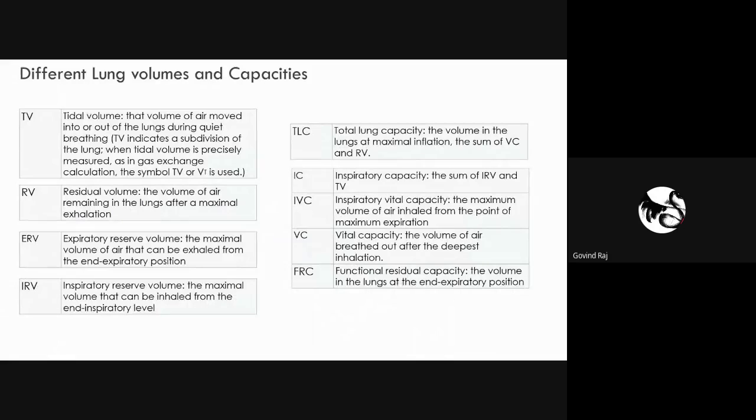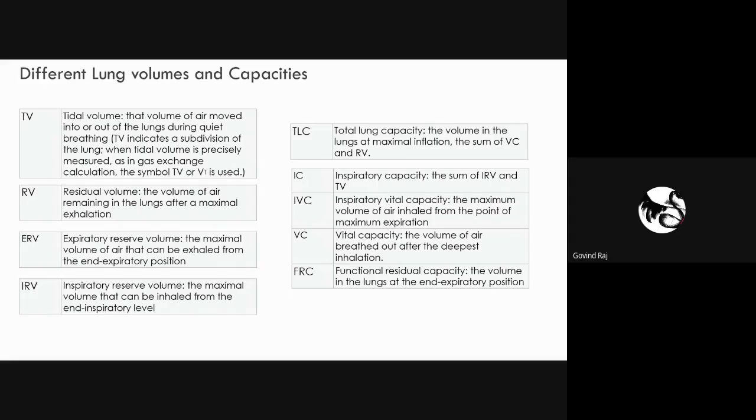So inspiratory reserve volume is the maximal volume that can be inhaled from the end inspiratory level. What we say here is how much air we can inhale after a resting position. That is what we are looking at here. So the air that we take into our lungs with a forceful inspiration is known as the inspiratory reserve volume.